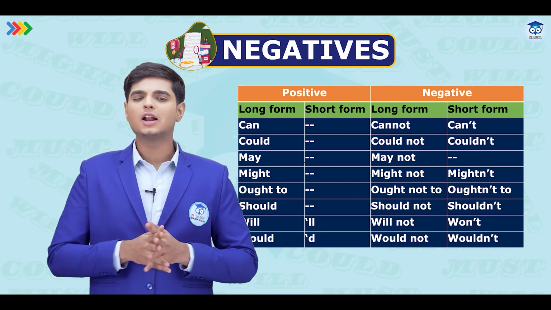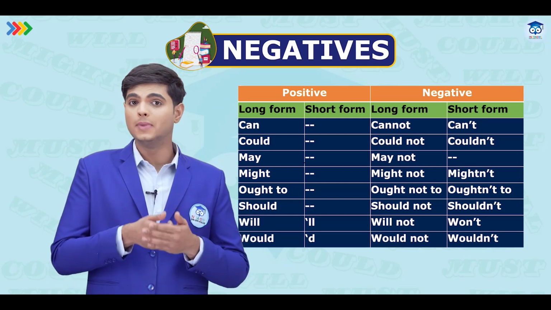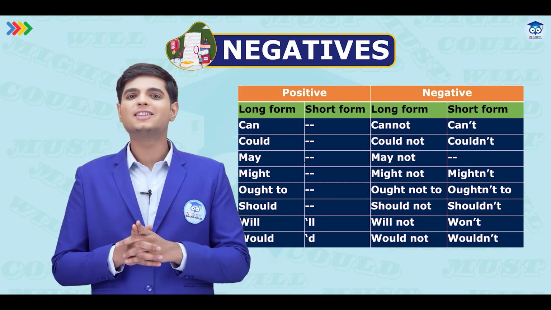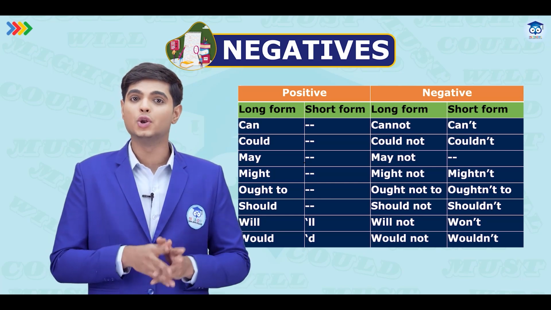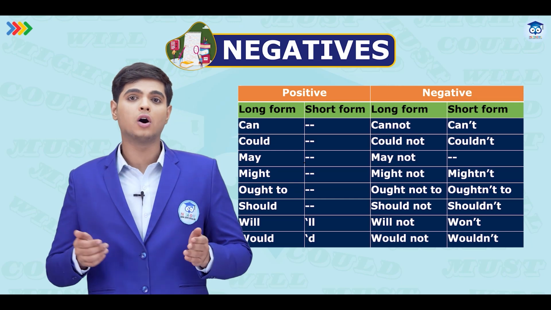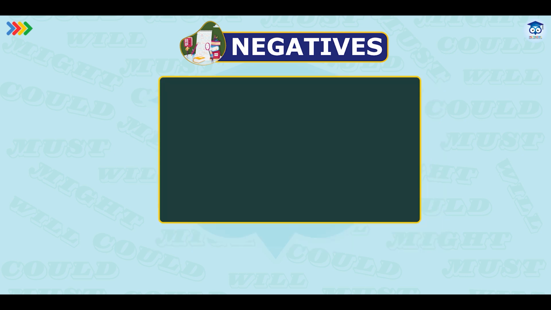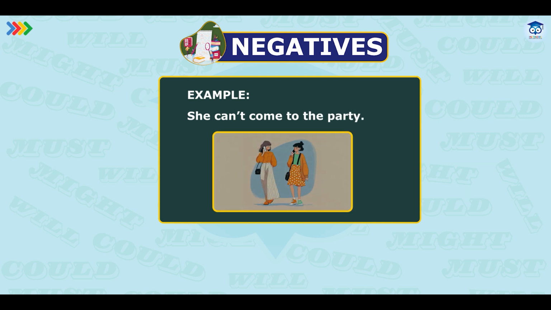Now that we've looked at how modal verbs help express ability, permission, obligation, and possibility, let's see how they change when we need to say no. That is, they are negative forms. We have both long form and short form versions for each modal. Let's start from the top of the chart. The modal can becomes cannot in the long form and can't in short form. For example, she can't come to the party.